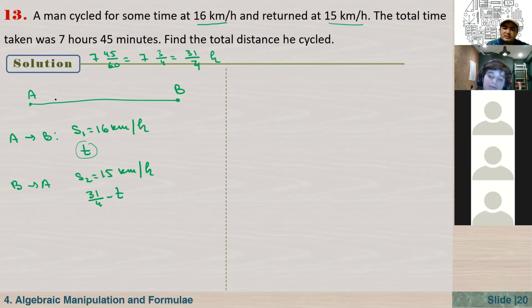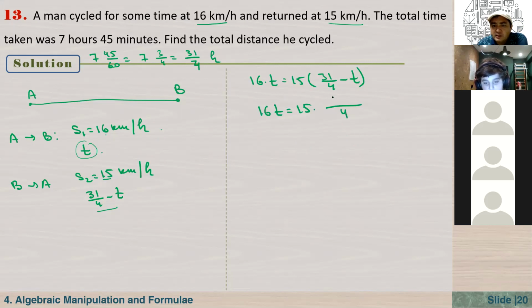And distances are the same from A to B, from B to A. That means that from A to B, what is the distance? Speed times time. That is 16 times t. On the right hand side, the second speed is 15 and time is this one. So here we have 15 times 31 over 4 minus t. That is our equation. So now if you solve this, what we have here, 16t equals 15 times, bringing into the common denominator, 31 minus 4t.